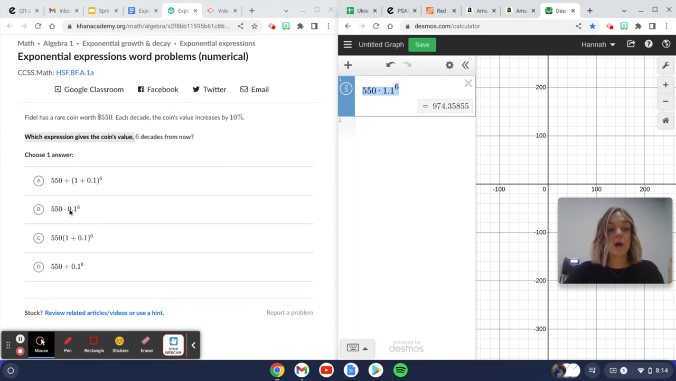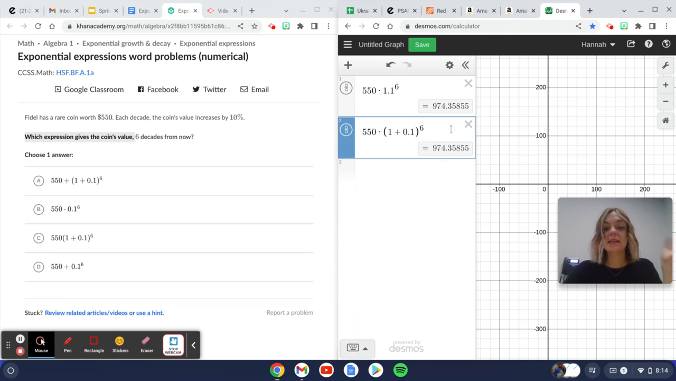This one looks close, except this is a decay factor. So it's losing value, which is not what we want. This is also going to be a pretty good option. So we're multiplying the 550 by the growth factor. We can also write this growth factor as 1 plus the 0.1 and get the same number. So what I wrote here is the same as this. And we multiply it by 550.